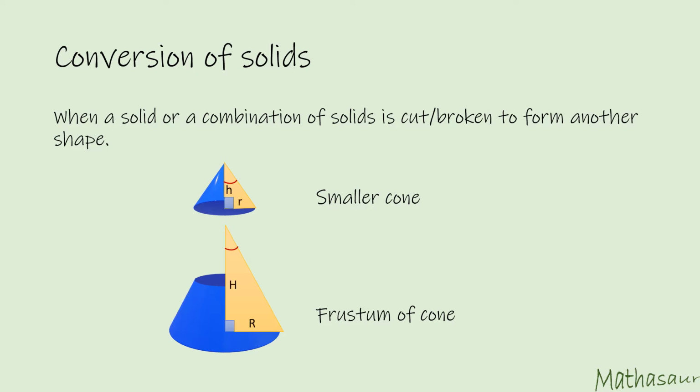If the height and radius of the smaller cone was small h and small r, and the height and radius of the bigger cone was capital H and capital R, then, due to the similarity of these two triangles, the ratio of their sides would also be proportional. So, capital H by capital R would be equal to small h by small r.